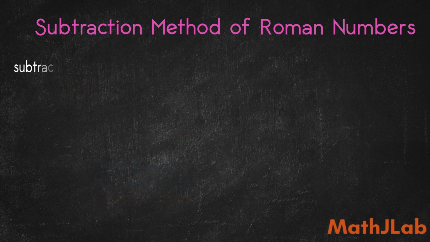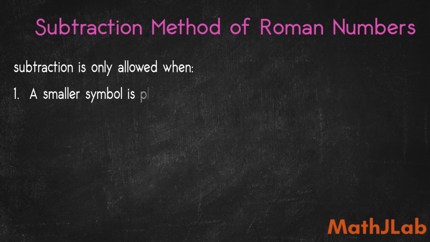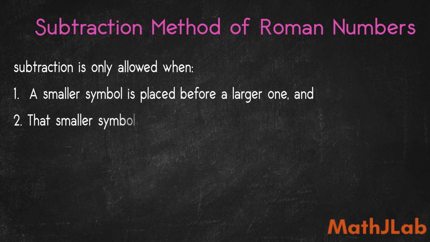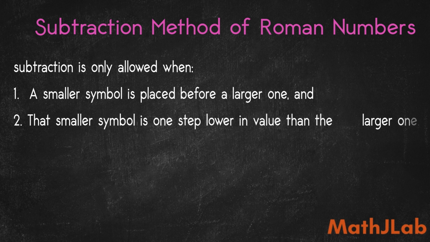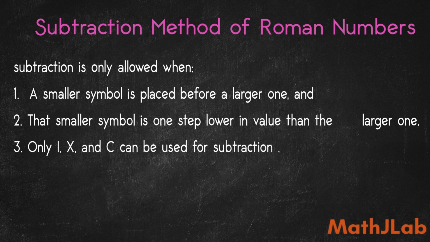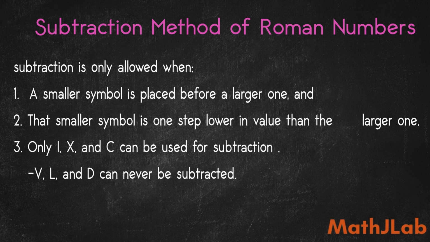The limitation says that subtraction is only allowed when: 1. A smaller symbol is placed before a larger one, and 2. That smaller symbol is one step lower in value than the larger one. 3. Only I, X, and C can be used for subtraction. V, L, and D can never be subtracted. Now we shall see how it works.